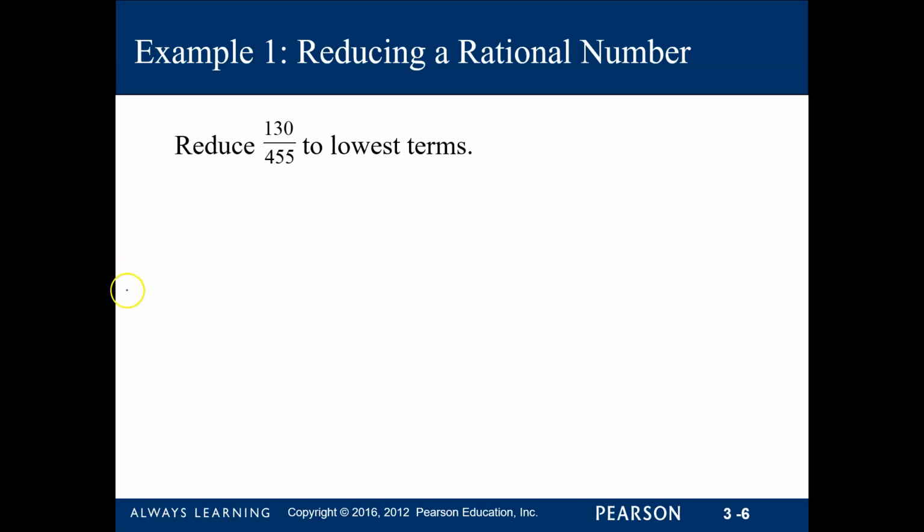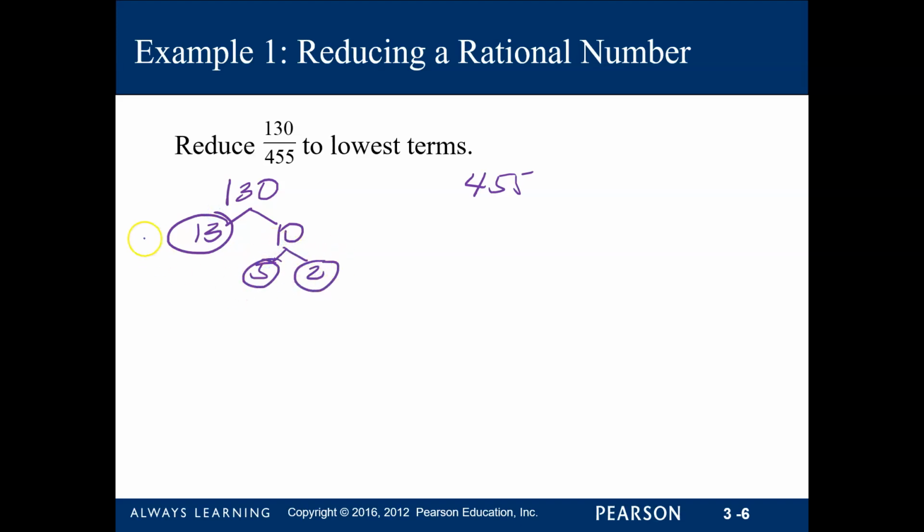So for example, in this case, we have 130 over 455. At first glance, I cannot easily divide this. So what you can do is a factor tree for both of them. We have 130 and 455. 130 would be 13 and 10, and 13 is already prime. 10 would be 5 and 2. So that's our prime factorization.